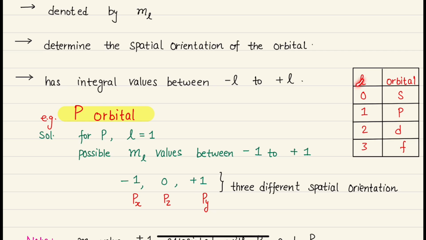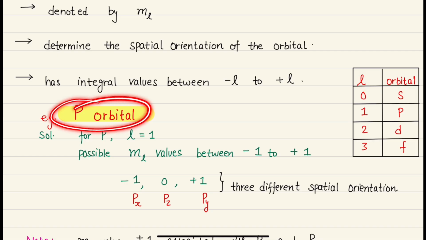Suppose l equal to 0, it means it is an s orbital. If l equal to 1, it means it is a p orbital. If l equal to 2, it means it is a d orbital. If l equal to 3, it means it is an f orbital. Now let's take some examples.